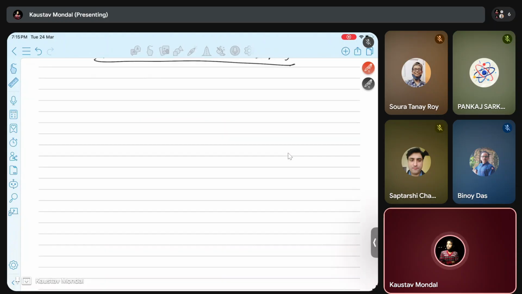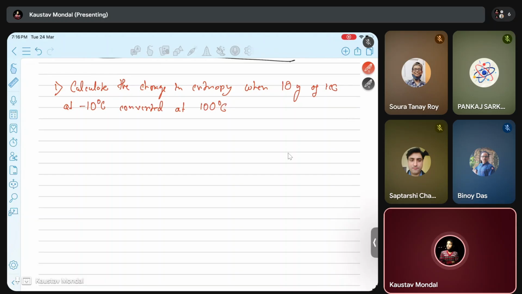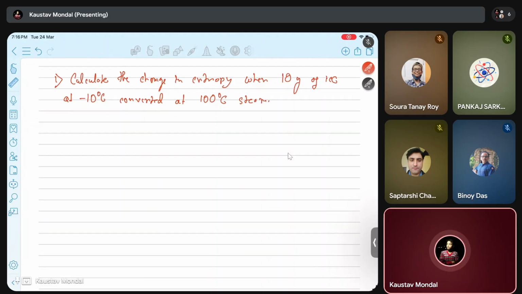So the problem number 1 is: calculate the change in entropy when 10 gram of ice at minus 10 degree centigrade is converted at 100 degree centigrade to steam. Okay, so everything is given.